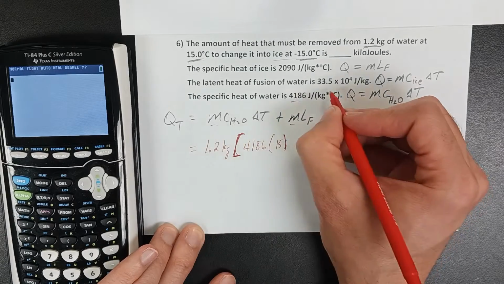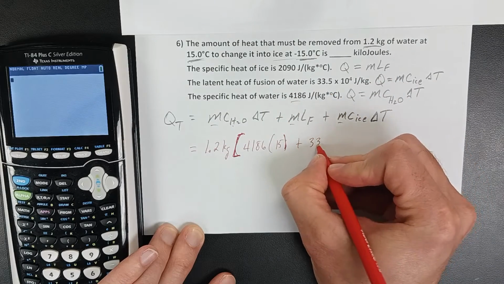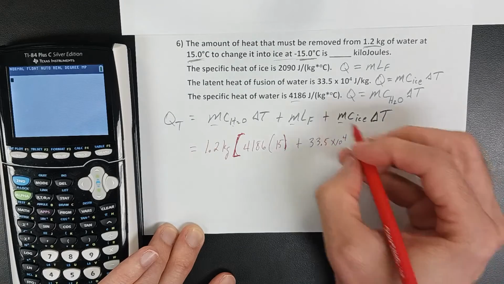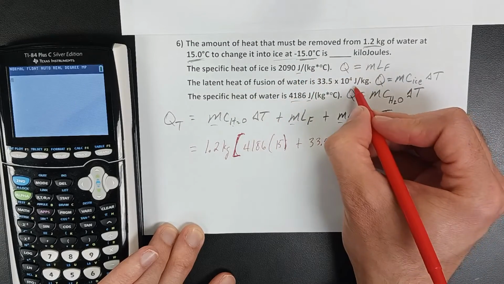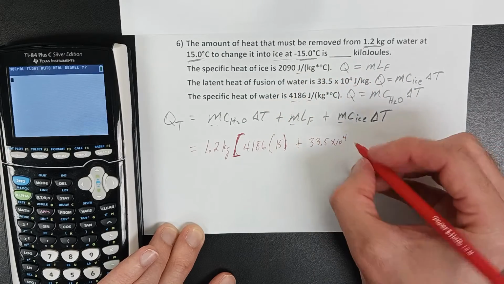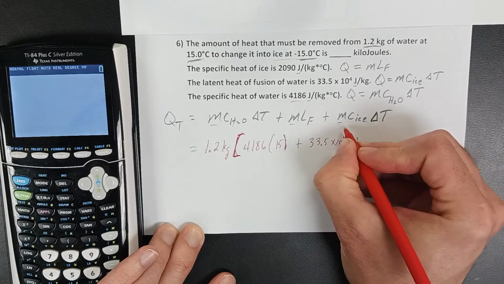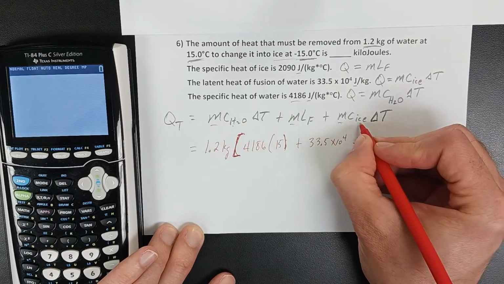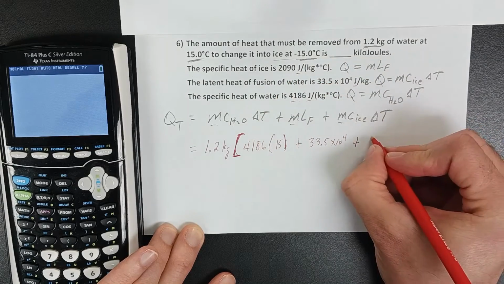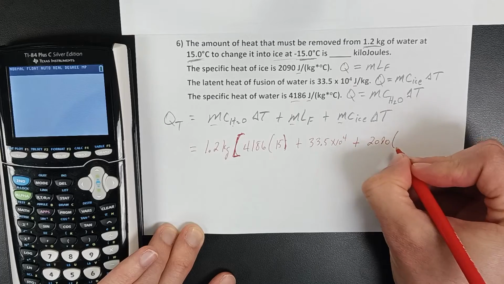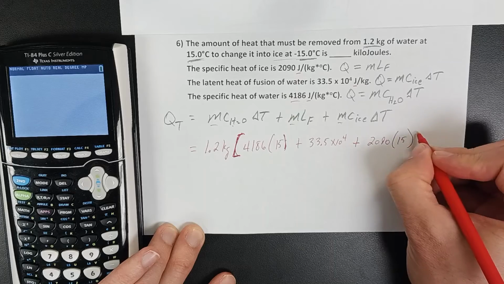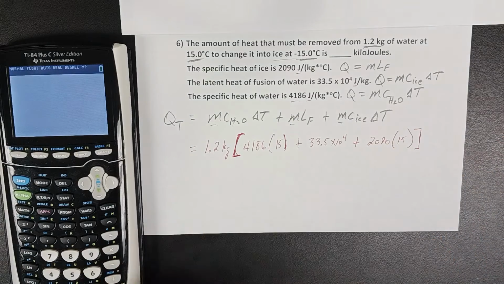Already factored out the mass, so the heat of fusion, 33.5 times 10 to the 4th. Okay, I do want to say all these are measured in joules here, so that's one reason I'm not showing the units. They all have the same units. All right, plus the mass of the ice, so again, factored that out already, times the specific heat for the ice, 2090, times its change in temperature. We're also decreasing that by 15 degrees Celsius.